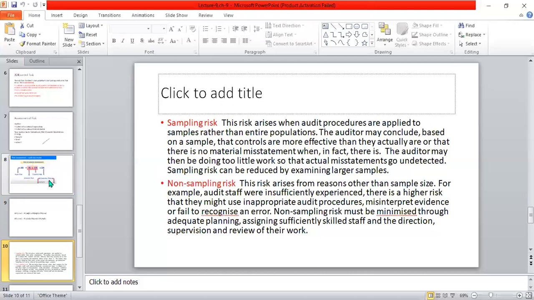How do we reduce this kind of sampling risk? You have to increase the sample size. If you select more samples, you can easily detect the right answer and make a right opinion about the sampling risk. Another example is non-sampling, where an auditor with expertise and training performs a full-fledged, proper assignment. There is no selection; complete work has to be done.